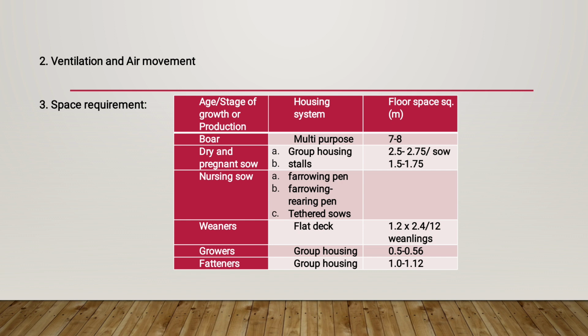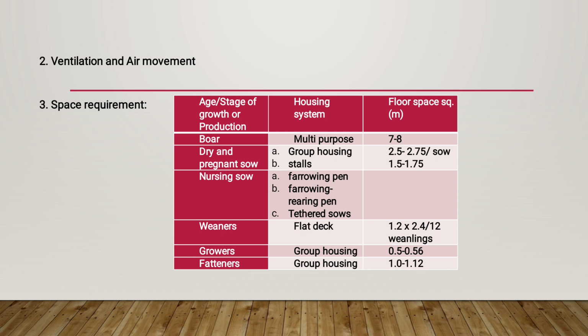So, next, we have space requirement. The space required per pig varies according to system of housing, stage of growth or production, feeding system, and type of flooring. It should be noted, however, that overcrowding adversely affects their health while providing more than the required floor space would mean a more expensive operation due to underutilization of building and equipment. So as a guide, the recommended floor space requirement of pig is presented in the table.